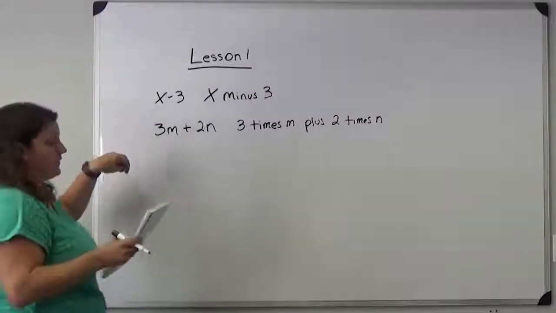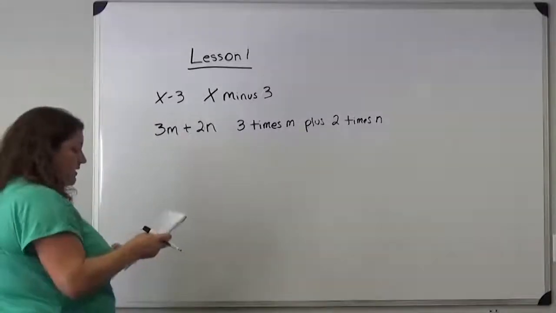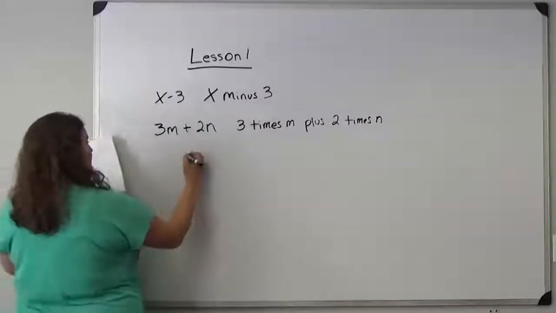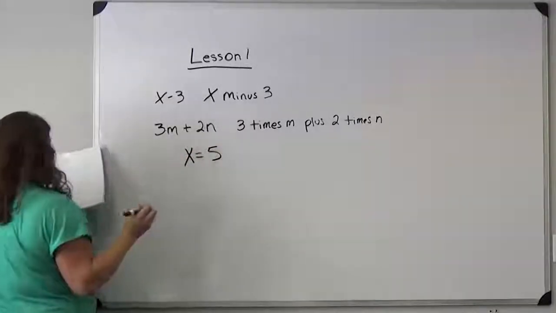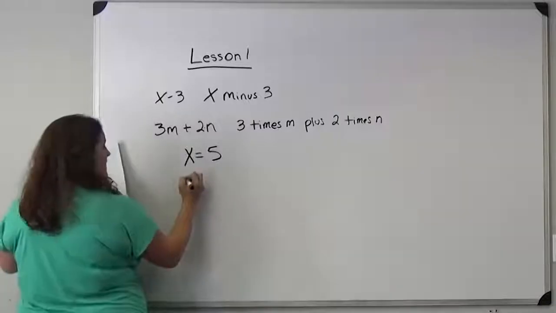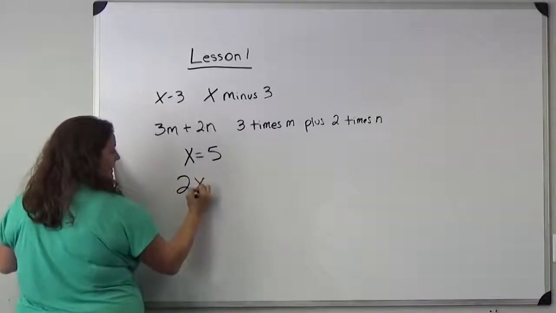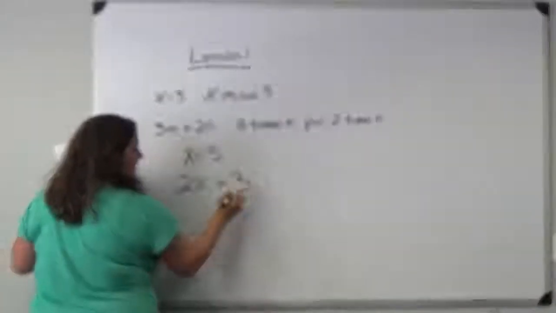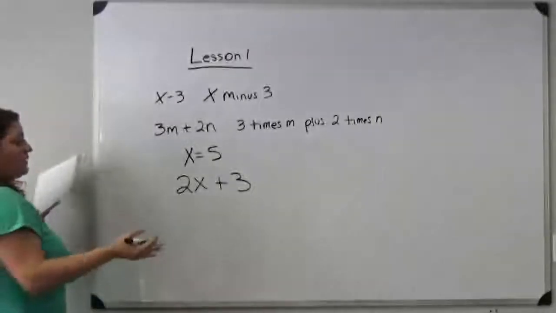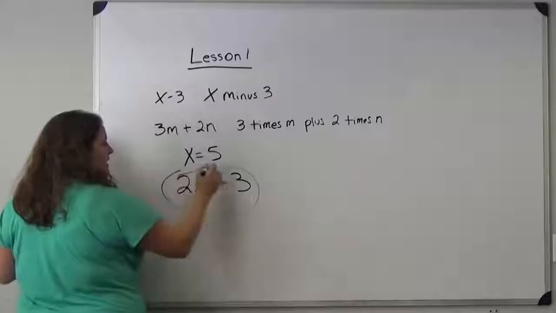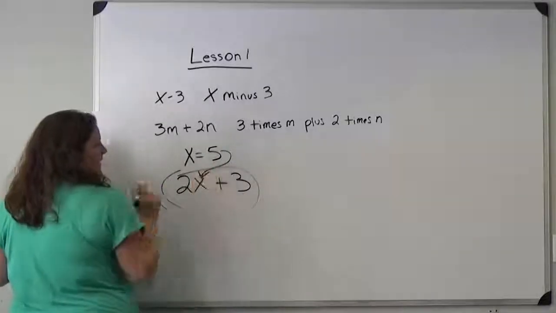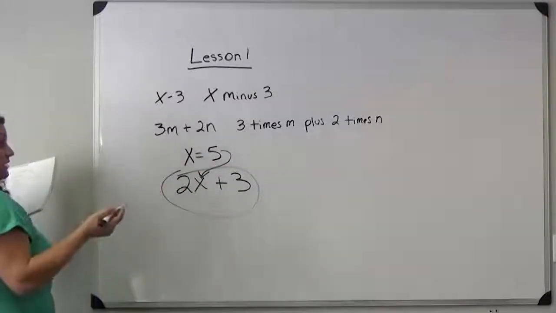Now you can use what you learned here to calculate equations. So if you're given that x equals 5 and the equation 2x plus 3, and you're told to solve this, what they're asking for is for you to give a numerical answer, what this equals if you plug the 5 in where the x is. So that's all you have to do.